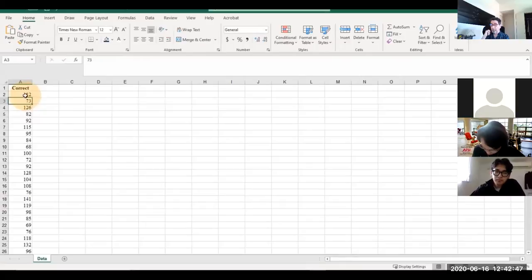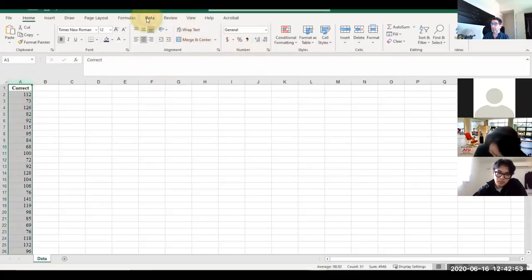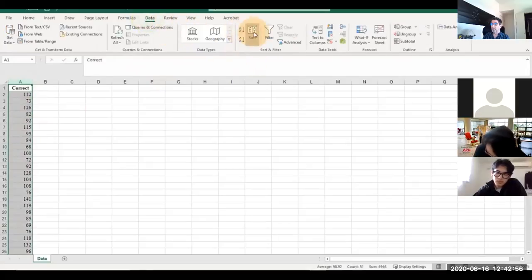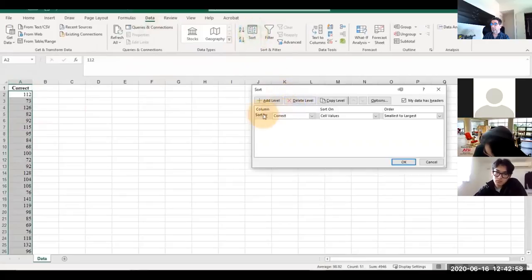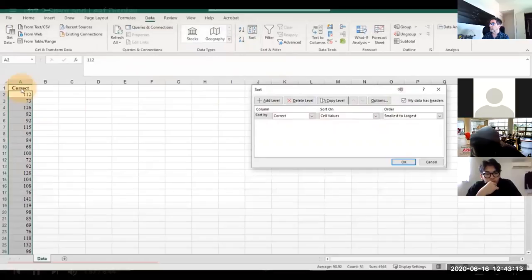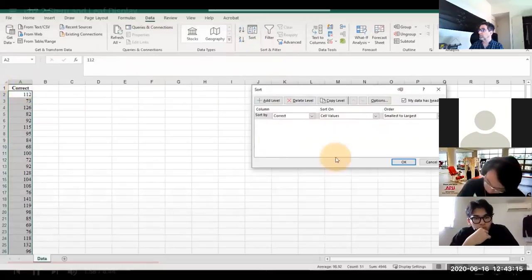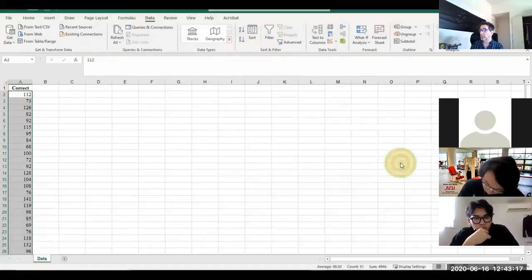The way that we're going to do that is first we're going to sort these. So you can go to Data and Sort, and you can say Sort by Correct and Smallest to Largest. And you want to click "My data has headers." Otherwise, it's going to include this as one of the data points, but we don't want to include that. That's just the label. So, okay, now we sort it.